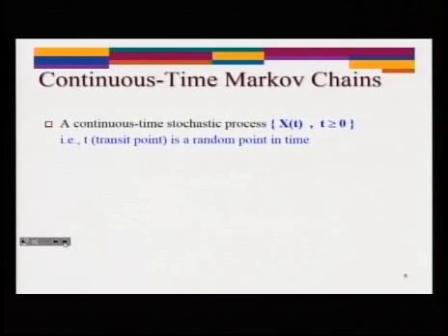However, unlike the discrete-time Markov chain, a continuous-time Markov chain considers a continuous-time parameter, t, because the evolution of the process is being observed continuously over time. Okay? So in the continuous-time Markov chain, each value of t, that is the transit points, are random points in time. That is, the transit points are not necessarily integer values. Is that right?